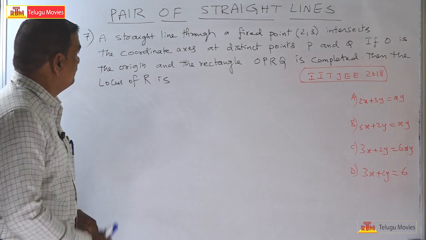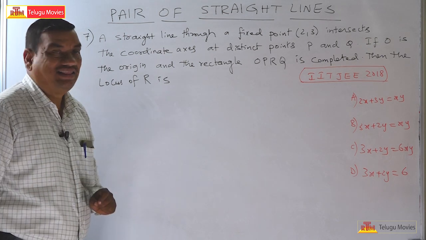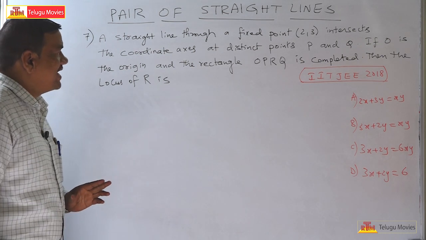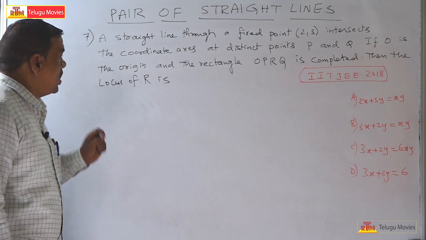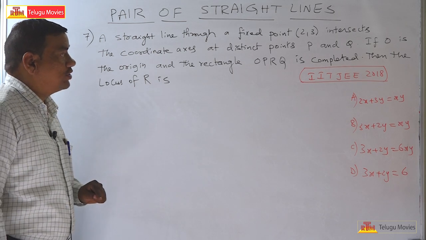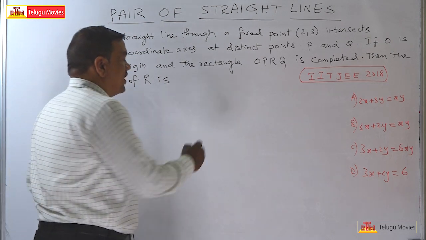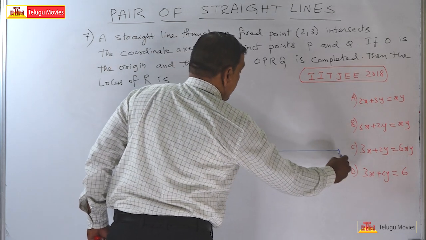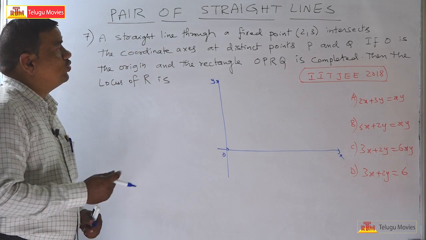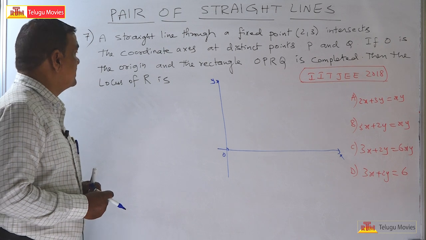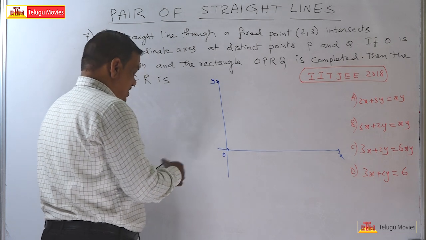Welcome to this problem. So the problem is a straight line through a fixed point 2 comma 3 intersects the coordinate axes at distinct points P and Q. If O is the origin and the rectangle OPRQ is completed, then the locus of R is. Let us draw a diagram so that you can understand the problem very easily. So this is the x-axis and the y-axis, and this is the origin. So there is a straight line.